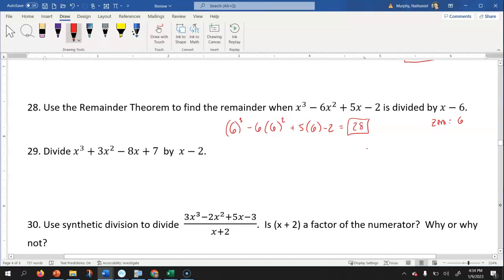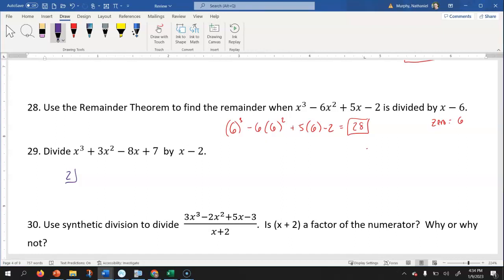So for 29, they're not asking for what the remainder would be. It's asking us to actually divide. And so we can use synthetic division for this one, or you can use long division. Okay, but we can't use the remainder theorem because that doesn't give us the quadratic that we would need.